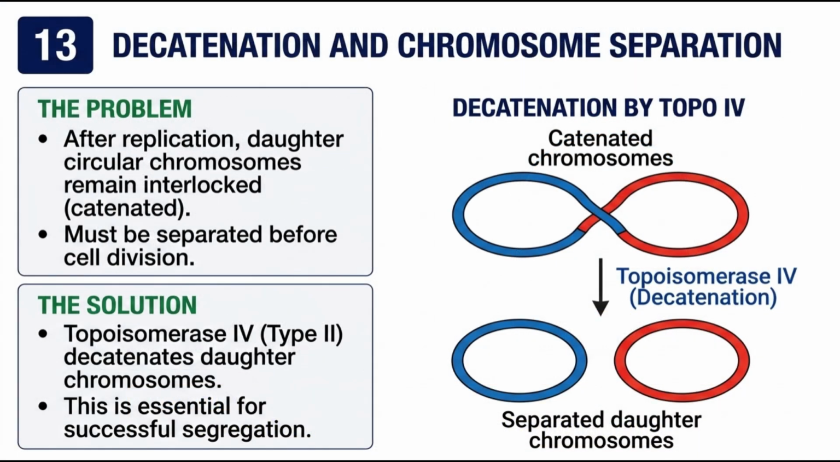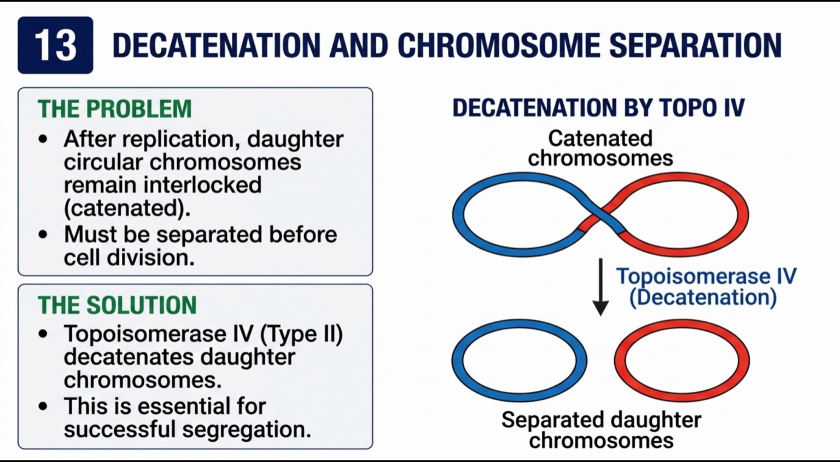Decatenation and chromosome separation. After replication of circular chromosomes, the daughter DNA molecules often remain physically interlocked. This interlocking is called catenation. Catenated chromosomes cannot segregate properly during cell division. Therefore, bacteria use topoisomerase IV to separate daughter chromosomes.